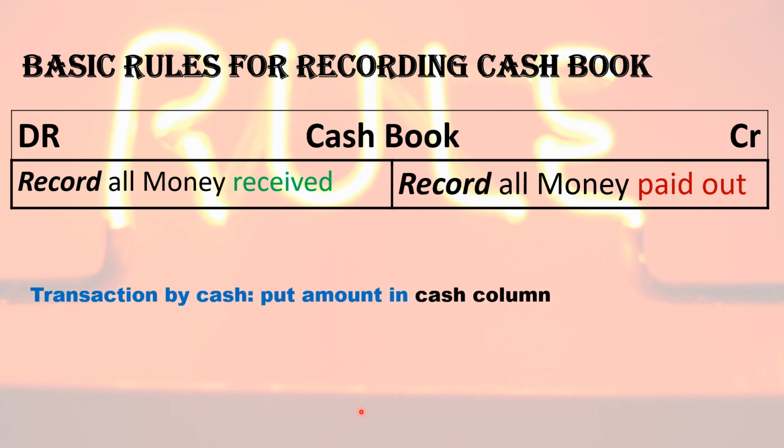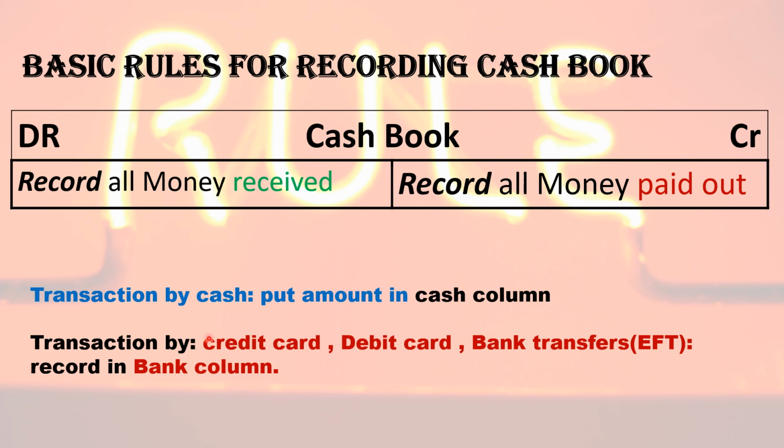Also, for transactions by cash, which means if we receive money by cash or we pay money by cash, we put that amount in a cash column, which I will show you next. Also, if we do a transaction by credit card, you swipe in a shop, or debit card, or you transfer money using your computer or your phone, which is called EFT, electronic funds transfer, you record that amount in the bank column.